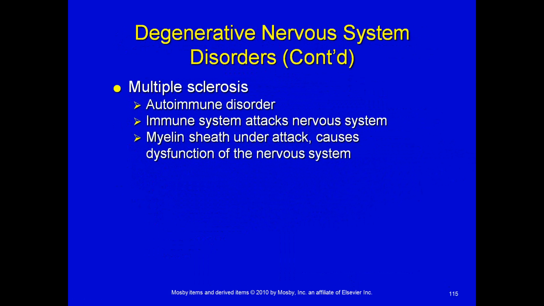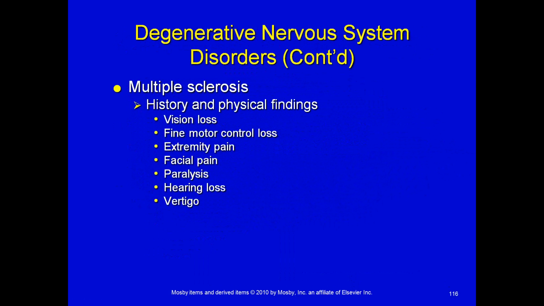They believe, as an example, that multiple sclerosis, where the myelin sheath on the nerves is under attack, causes dysfunction of the nervous system. Diabetes, they believe, is an autoimmune disorder where the immune system attacks the islets of Langerhans and the beta cells in the pancreas, making it unable to secrete insulin. Some history and physical findings with multiple sclerosis: vision loss, fine motor control loss, extremity pain, facial pain, paralysis, hearing loss, and vertigo.